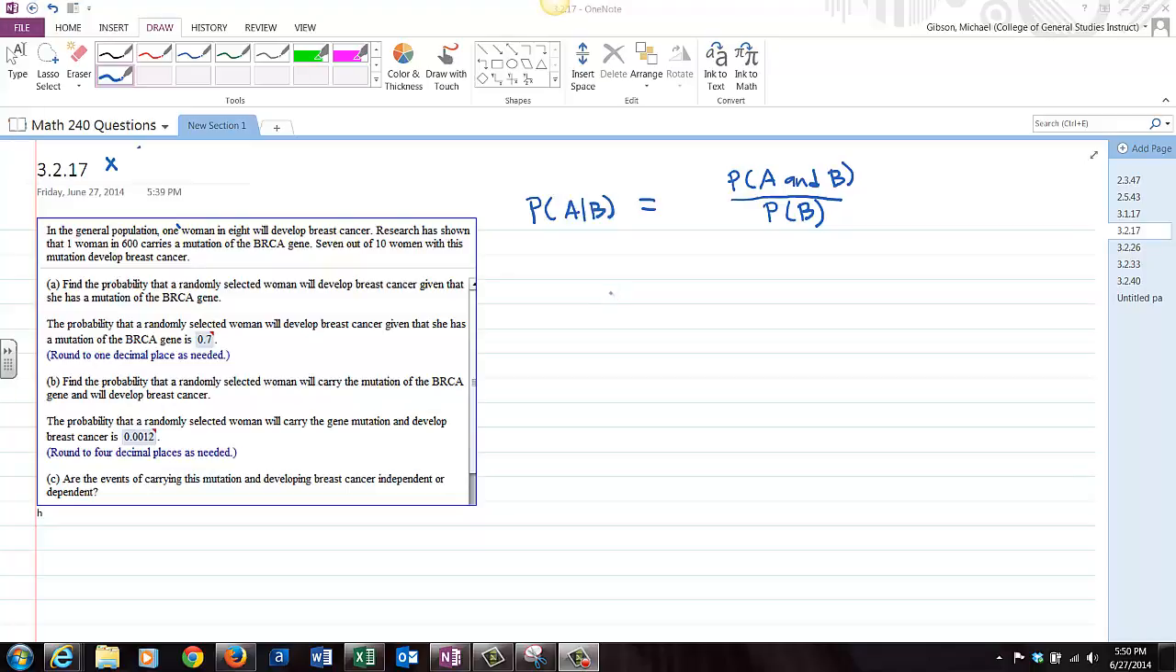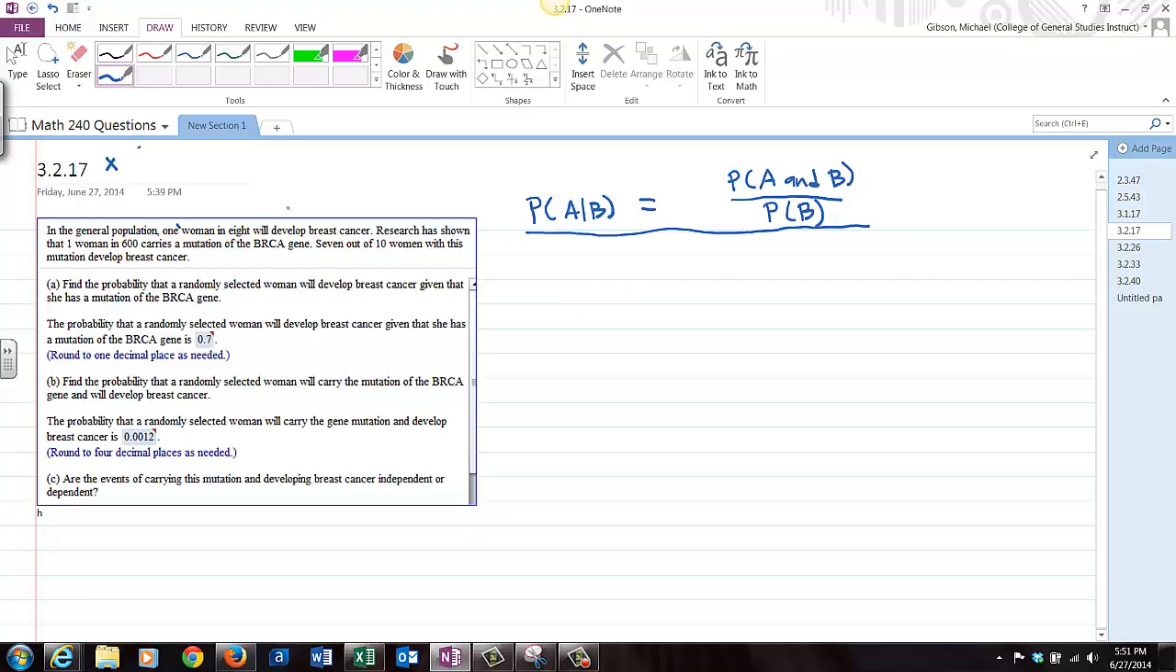3.2.17. Alright, so this is one of the conditional probability questions out of 3.2, and right here is the formula for that. The probability of event A given event B equals the probability of A and B both happening divided by the probability of B. Alright, let's have a look at the question.